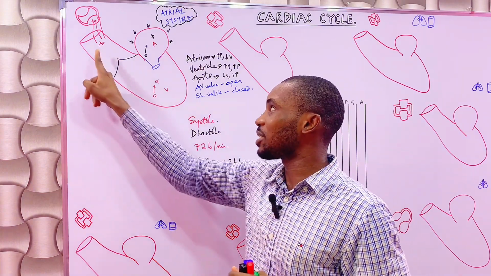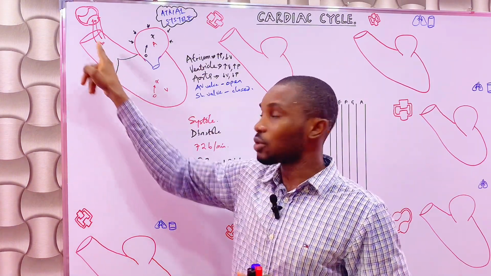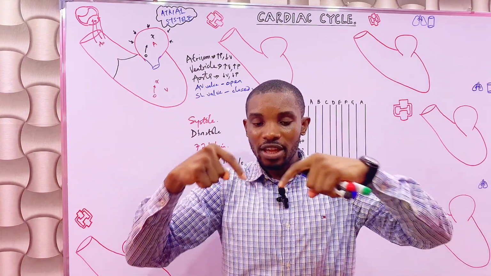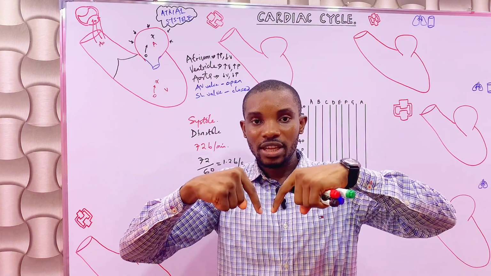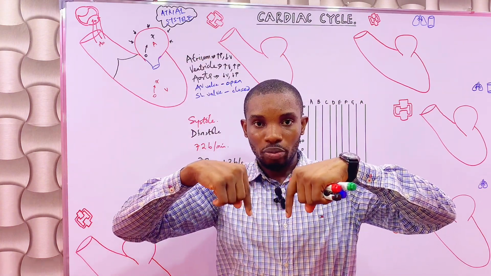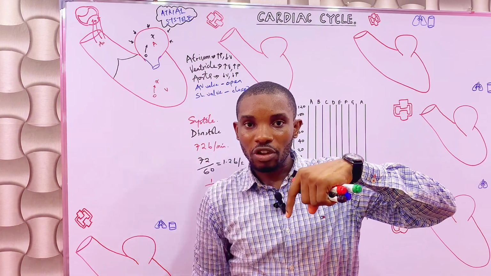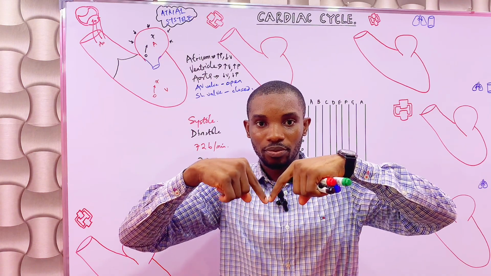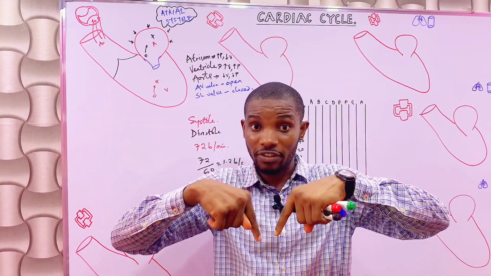But if the pressure here is higher than the pressure in the aorta, the valve would open. It's like having one cusp here and another cusp here of a valve. If the blood coming from above is greater, what happens? The valve opens. Now, if the blood coming from below is greater, what happens? The valve closes, because of the direction of the valve.